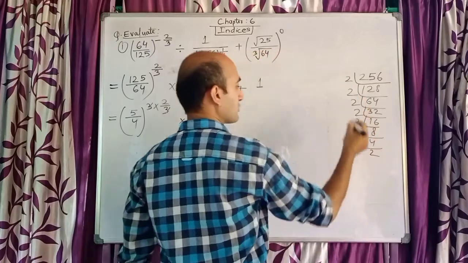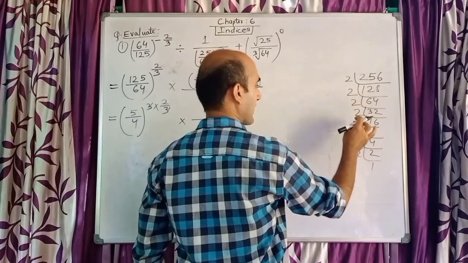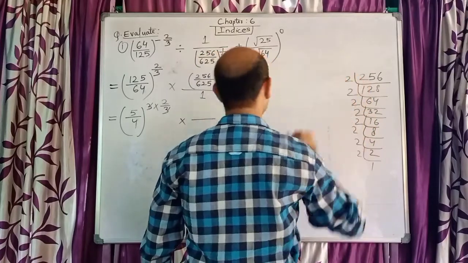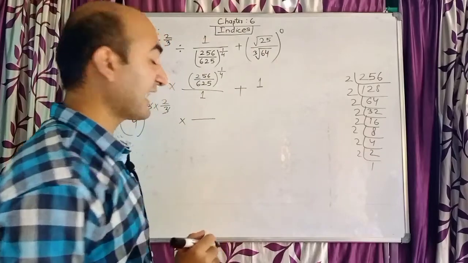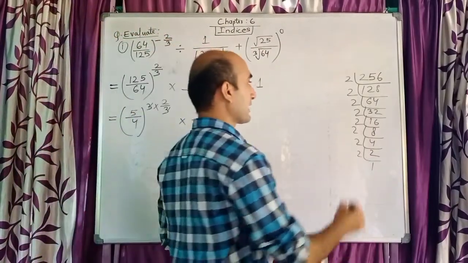Now you can see how many 2s we got. We got 1, 2, 3, 4, 5, 6, 7, 8. So we got 8 2s and I need power 4. So what you do, make it 4 groups.